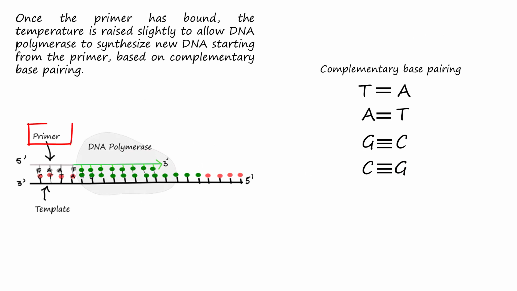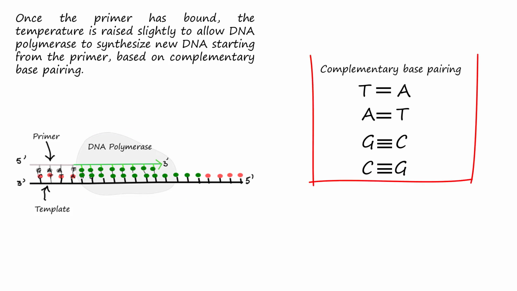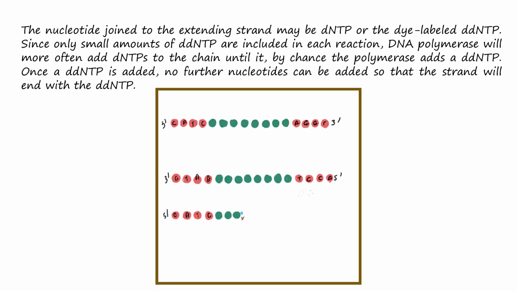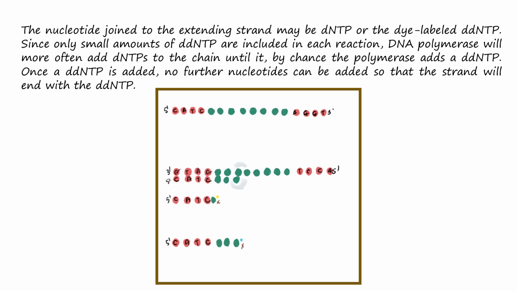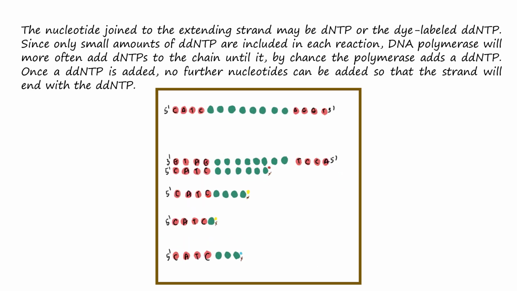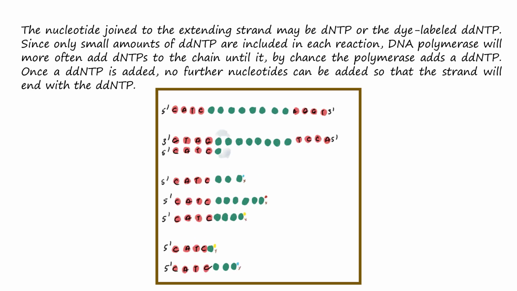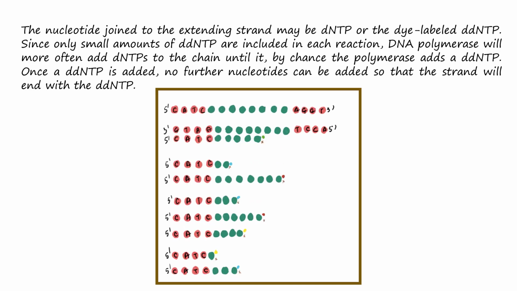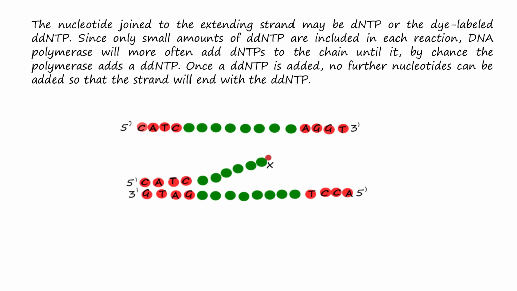Once the primer has bound, the temperature is raised slightly to allow DNA polymerase to add nucleotides, extending the strand complementary to the template strand. The nucleotide joined to the strand being synthesized may be dNTP or the dye-labeled ddNTP. Since only small amounts of ddNTP are included in each reaction, DNA polymerase will more often add dNTPs to the chain until by chance the polymerase adds a ddNTP. Once a ddNTP is added, no further nucleotides can be added, so the strand will end with a ddNTP.